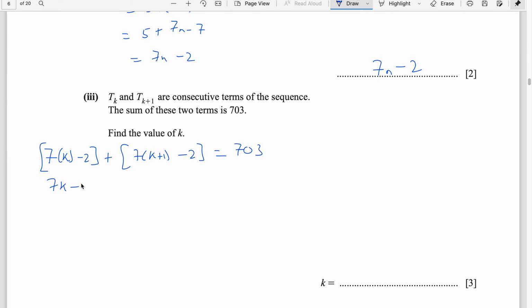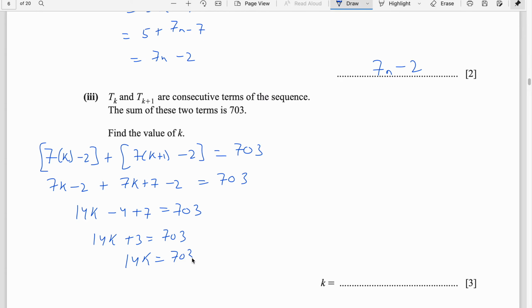Now we simplify. 7k minus 2 plus 7k plus 7 minus 2 equals 703. 7k and 7k is 14k. Negative 2 is negative 4, and we have 7, so 14k plus 3 equals 703. 14k equals 703 minus 3. 14k is 700. And k is 700 by 14, which equals 50.